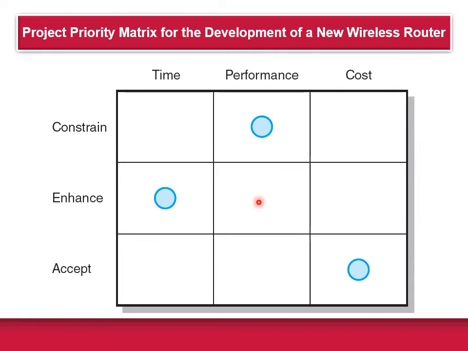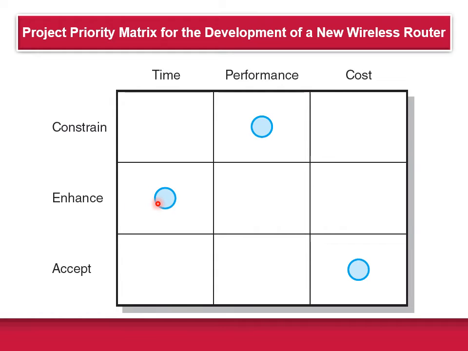So what does this mean? What this means in this particular case is that the project manager has determined that the time to market is important to sales. So that's going to be enhanced. The project manager here is instructed to take advantage of every opportunity to reduce the completion time. That's what it means by having time in the enhance.